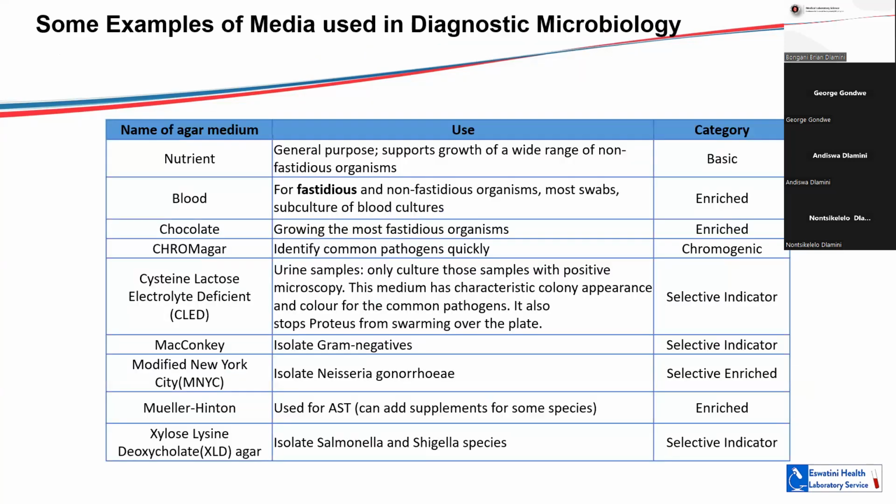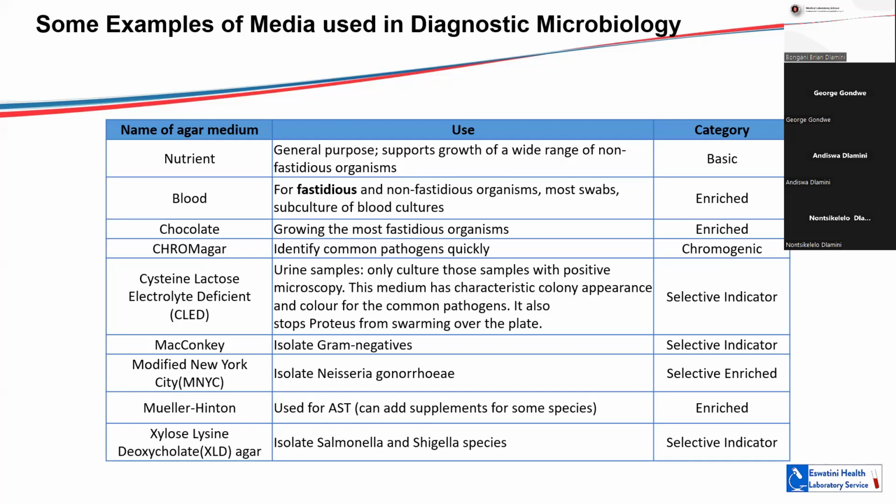We have the nutrient agar, as I've mentioned, it's a basic media. We can use it for general purpose because it supports the growth of a wide range of non-fastidious organisms. This basic media does not allow for the growth of some fastidious organisms as they have special requirements. Then we have blood agar, which will allow for the growth of both the fastidious and non-fastidious organisms. For most swabs we subculture, and also for subculture of blood cultures, we use this type of media. It's an enriched media.